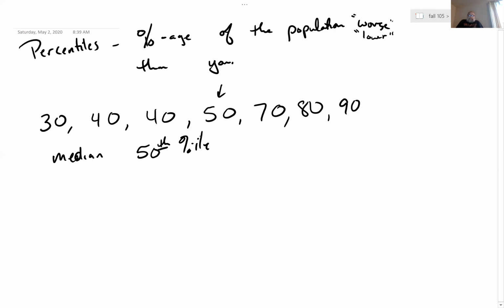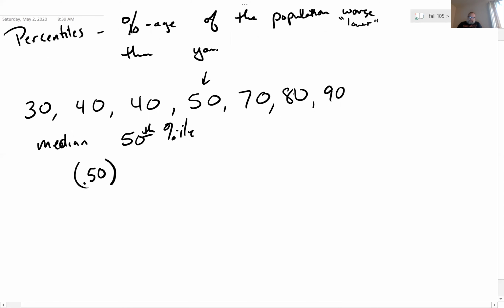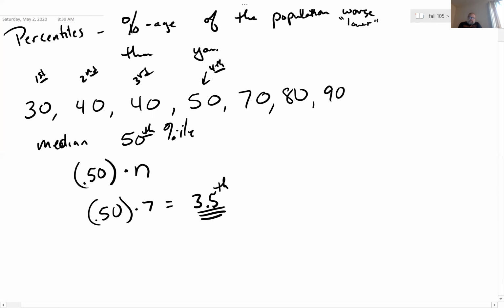So when we do this, it's kind of an easy deal to do. The formula is very straightforward, okay? We're going to take 0.5 because 50%, and we're going to multiply by the number of terms, so times n, which in this case is 7. There are 7 terms, okay? And so I get 3.5. In other words, what this is saying is I need to take the 3.5 term. Well, there's no such thing as a 3.5 term. There's the first term, the second term, the third term, the fourth term. Mrs. So-and-so said that it's the fourth term, and she was right, okay?